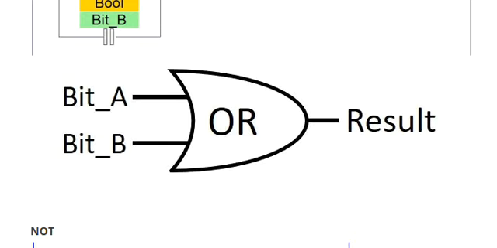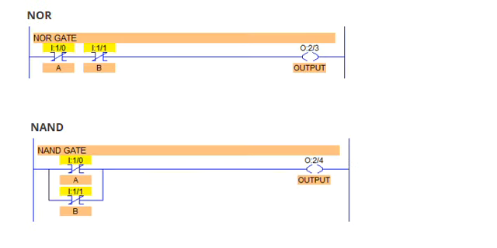This gate can be used in various conditions, like if you want to operate one motor with two different switches, we can use this logic. Let's assume that the result is our motor, and bit A and bit B are the two switches. If you press any one of them, then the motor will get on. This is the implementation of OR logic in ladder diagram.